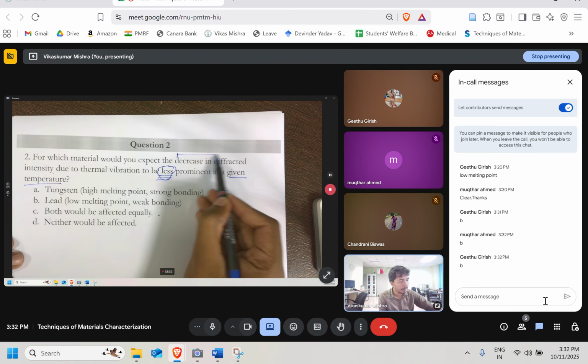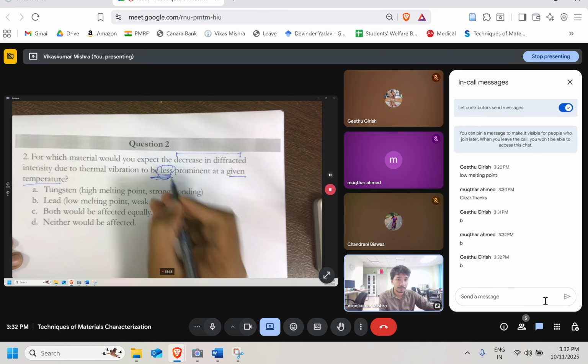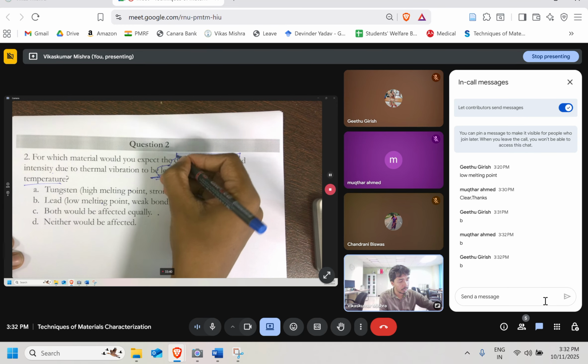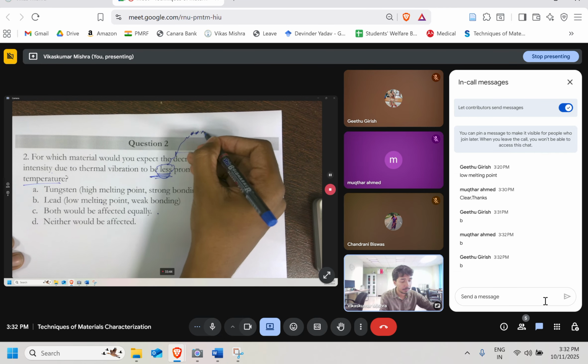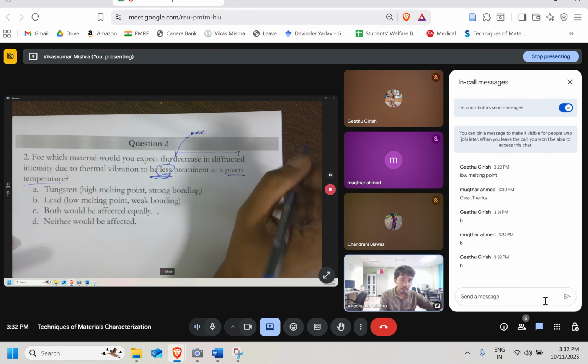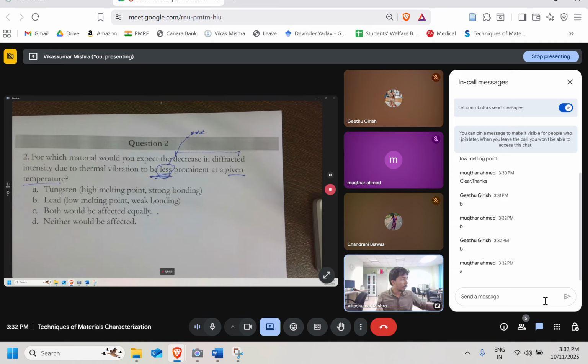Sorry, decrease in the intensity should be the less. So we have to focus on this word, less. What do you think, guys? For which of them is it going to affect very less? Okay. So you guys have written the answer to be B, but it's incorrect, right? We have seen that.